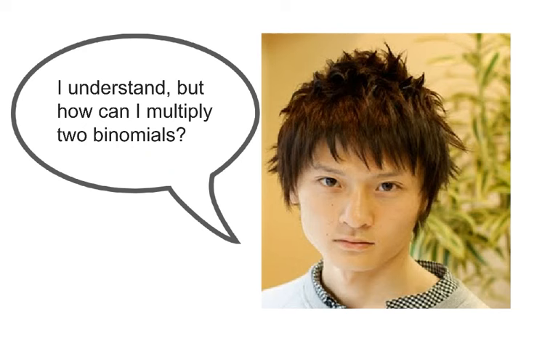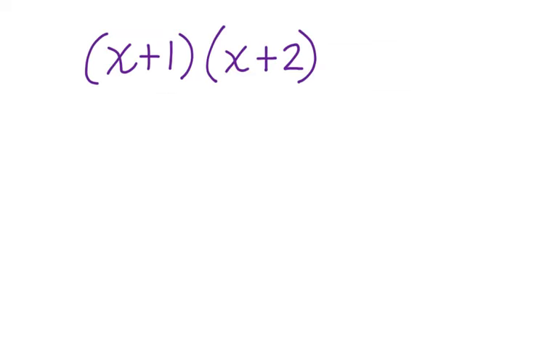I understand, but how can I multiply two binomials? That's a really great question. Let's take a look at an example and walk it through. Each term in the binomial has to get multiplied in order to simplify and multiply these two binomials. We can start with the first terms. X times x gives me x squared.